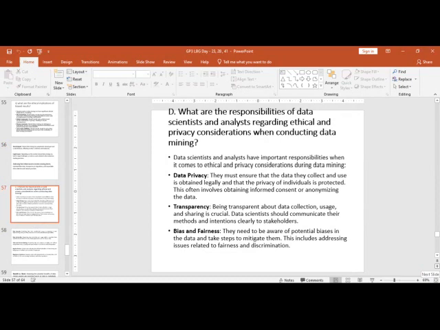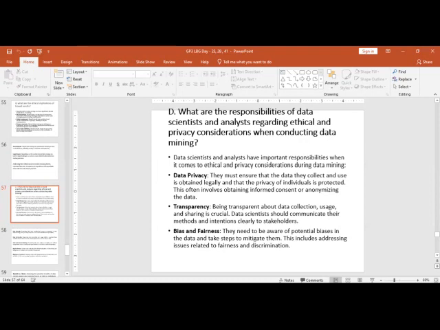Data scientists and analysts have important responsibilities when it comes to ethical and privacy considerations during data mining. Data privacy. They must ensure that the data they collect and use is obtained legally and that the privacy of individuals is protected. This often involves obtaining informed consent or anonymizing the data.